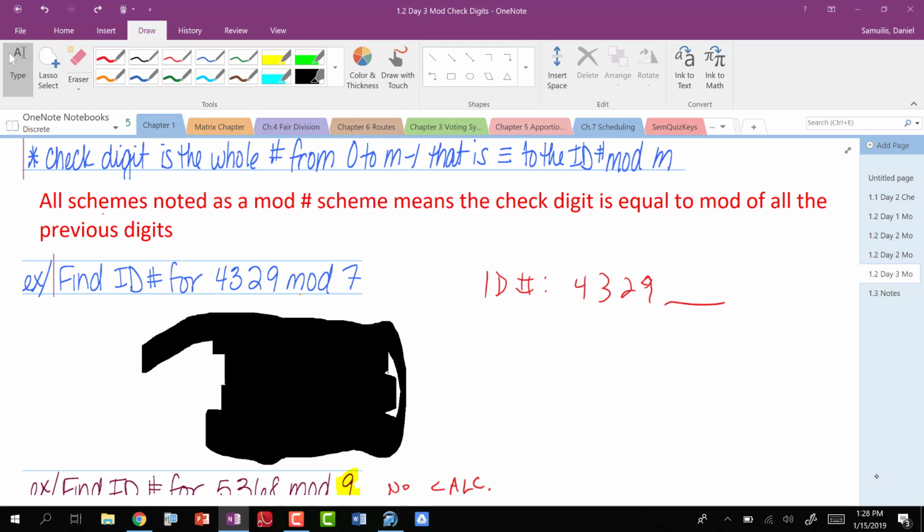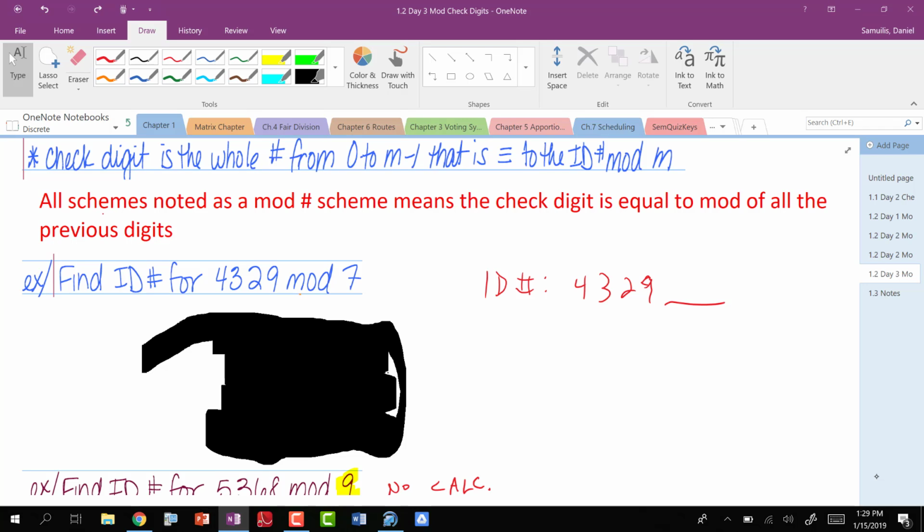Okay, so today we're pretending we have schemes for ID numbers. And today's schemes are all mod schemes. So notice what it says in red there. All schemes noted as a mod number scheme means the check digit is equal to mod of all the previous digits.